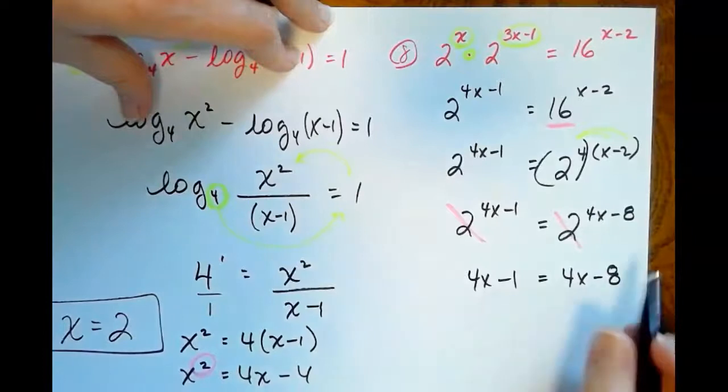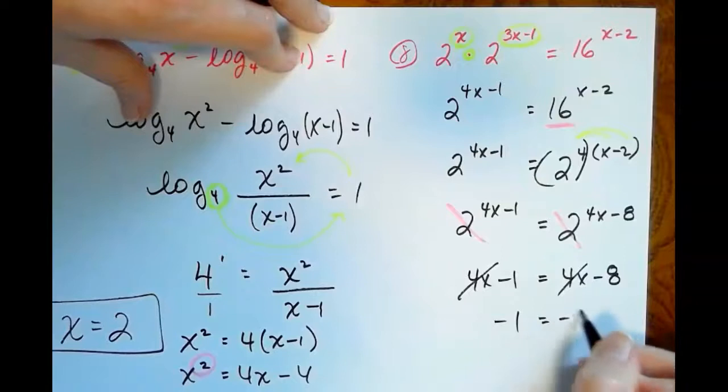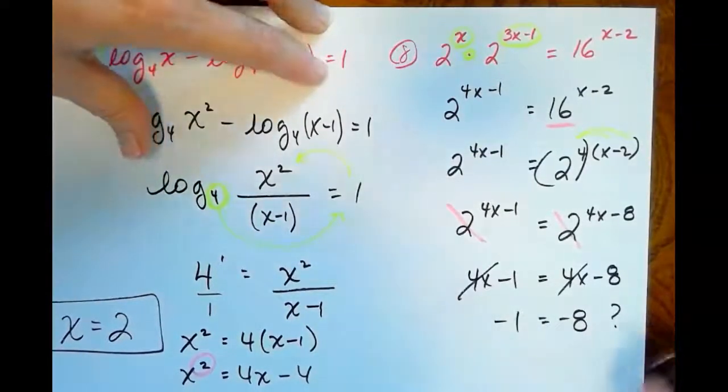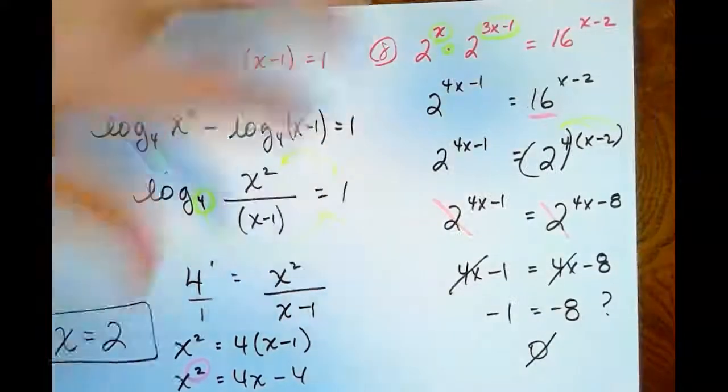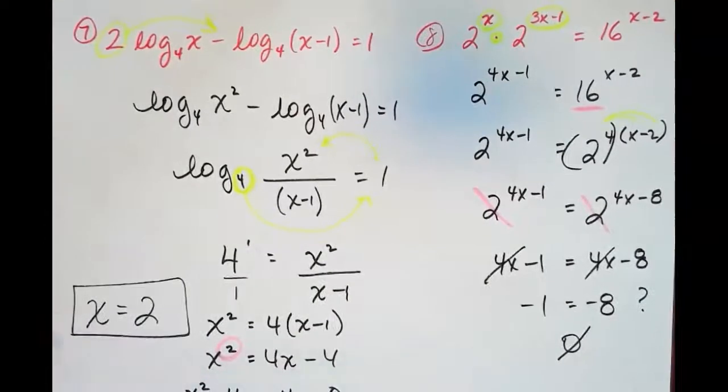So if 4x minus 1 equals 4x minus 8, and we drop the 4x's, we end up with negative 1 equals negative 8. Does that make sense? No, it does not. Therefore, there is no solution. So that is 8 beautiful examples of solving logarithmic equations using the properties of logarithms and also using the 1-to-1 property.